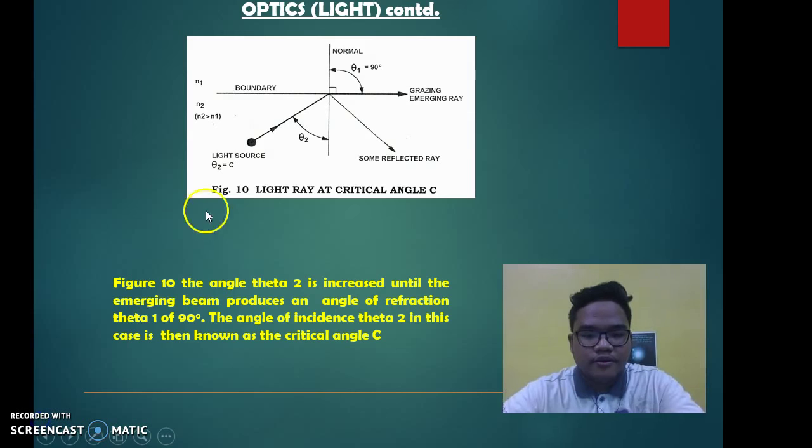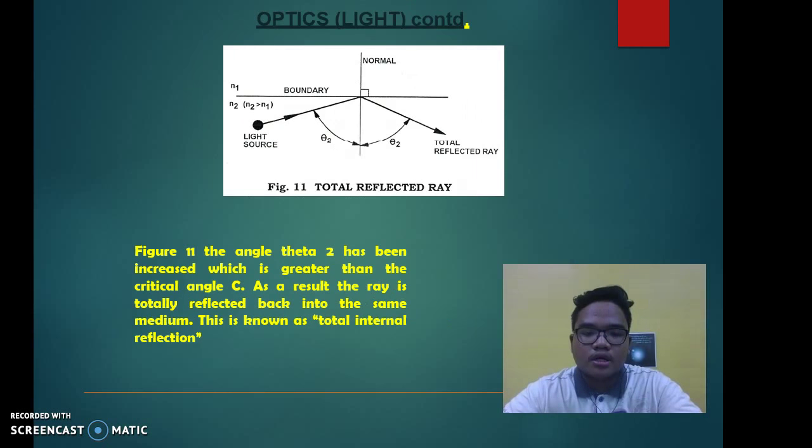Figure 10 shows that the angle theta 2 is increased until the emerging beam produces an angle of refraction theta 1 of 90 degrees. The angle of incidence theta 2 in this case is then known as the critical angle. In figure 11, the angle theta 2 has been increased to be greater than the critical angle C. As a result, the ray is totally reflected back into the same medium. This is known as total internal reflection.